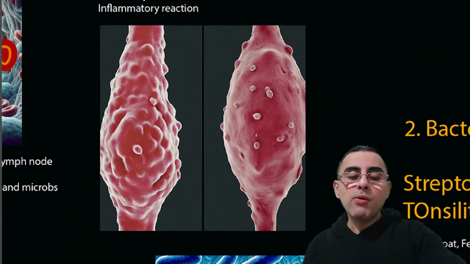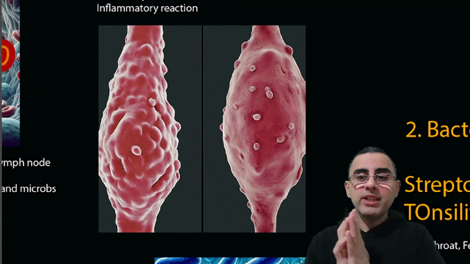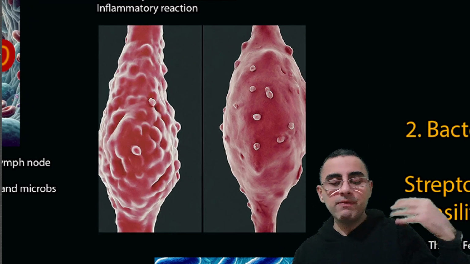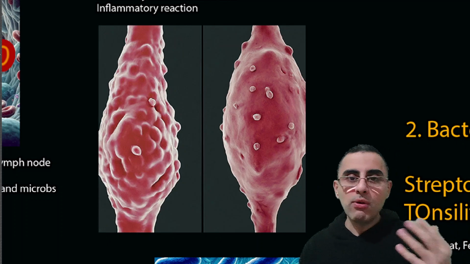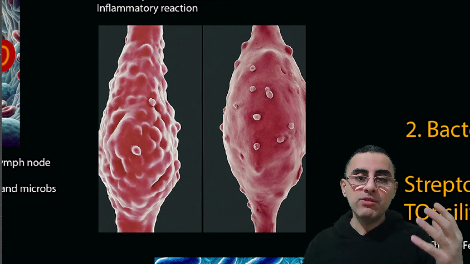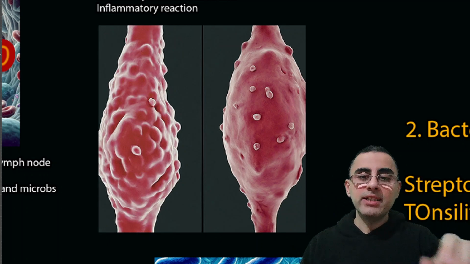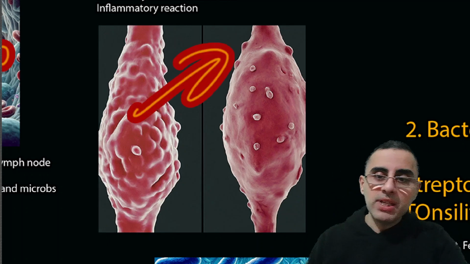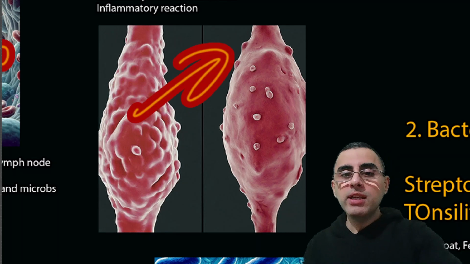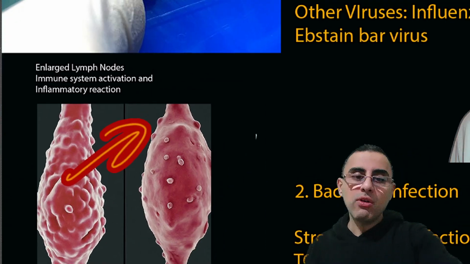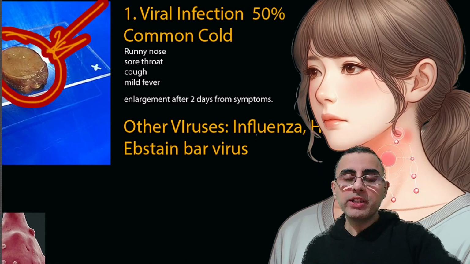And when there is some important activation in our body, like infection, inflammation, or autoimmune activation of immune system cells, or growth, for example cancer, it can cause enlargement of lymph nodes. And we will talk about the 5 most common causes of enlarged lymph nodes.